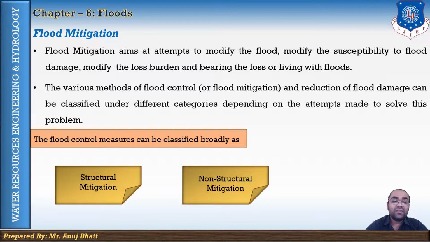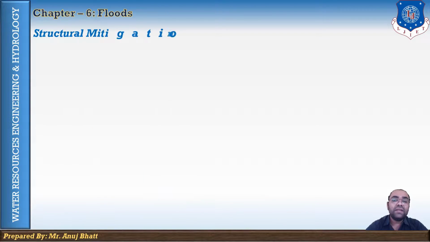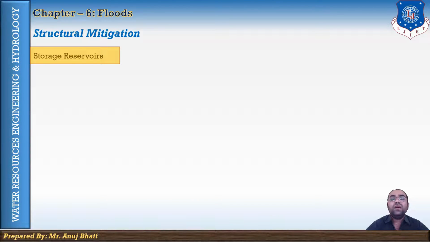Well, starting with the first one, that is the structural mitigations. The first is the storage reservoir. It is the most effective measure of flood disaster mitigation. The modern reservoirs are mostly constructed as multi-purpose. The aim of a reservoir is to store the excess water during the flood period and also release it when the flood subsides. Generally, the reservoirs are formed on the upstream of the area to be protected on the river.